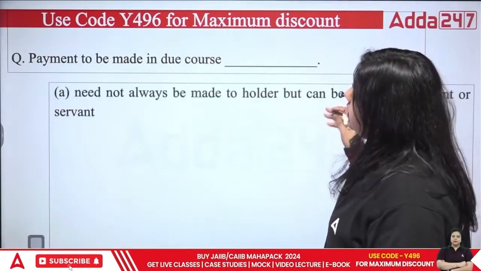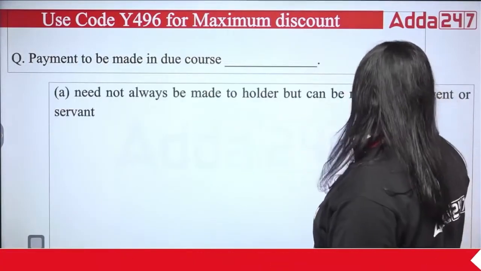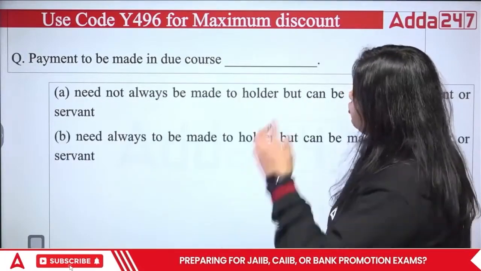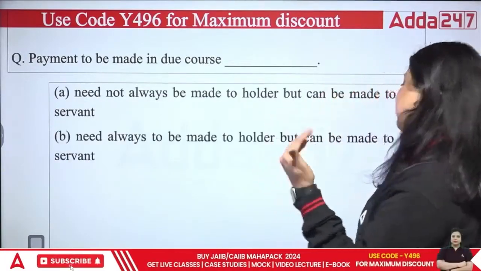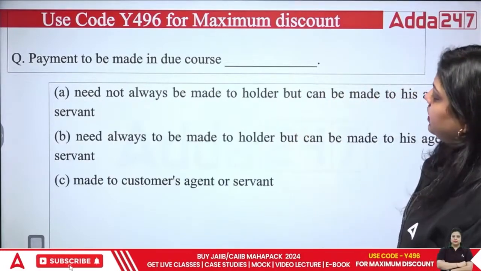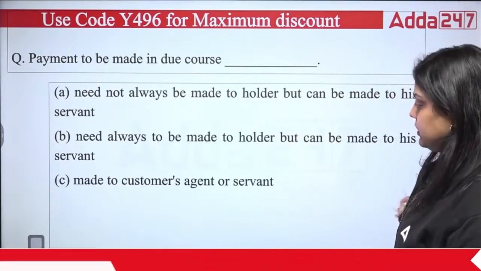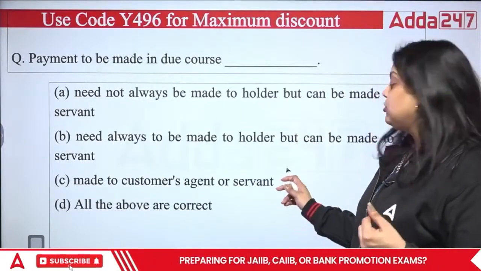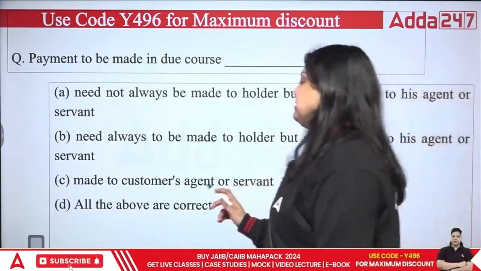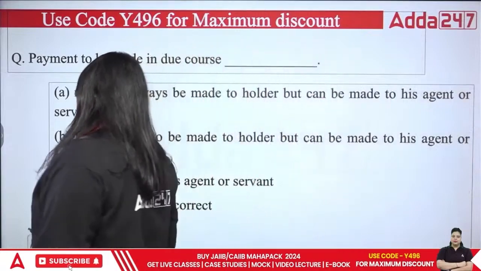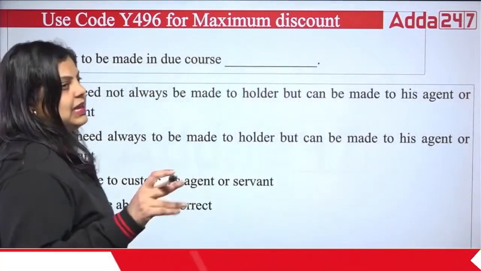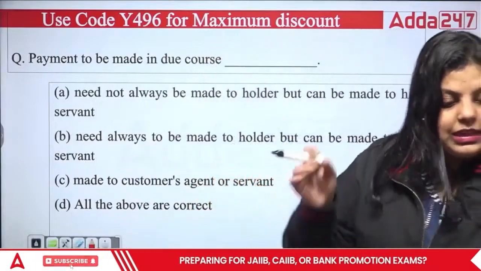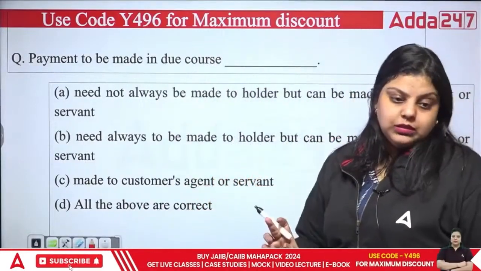First, need not always be made to holder but can be made to his agent or servant. Need always to be made to holder but can be made to his agent or servant. Made to customer's agent or servant. All of the above are correct. So now you have to answer in this situation, payment in the due course. What does it mean? Payment in due course means simply within a validity you have to make the payment of a document. That's basically what payment in the due course means.